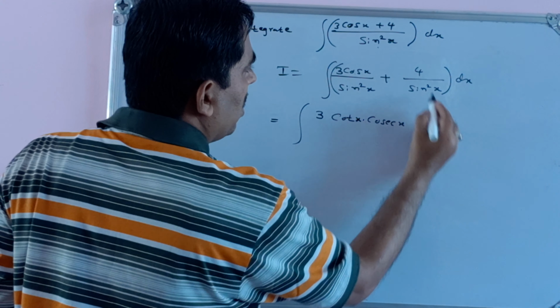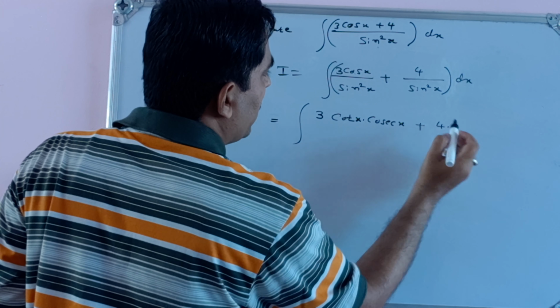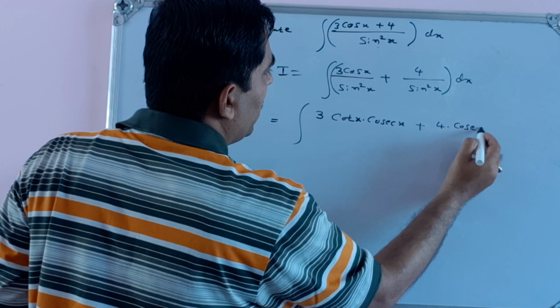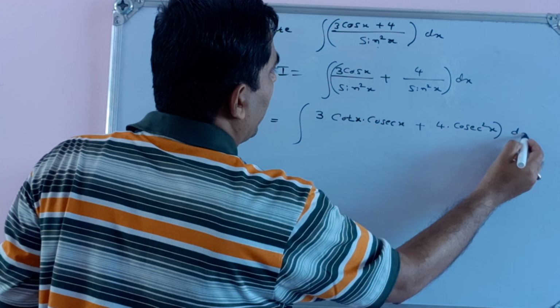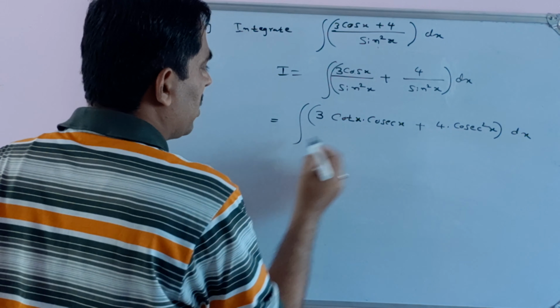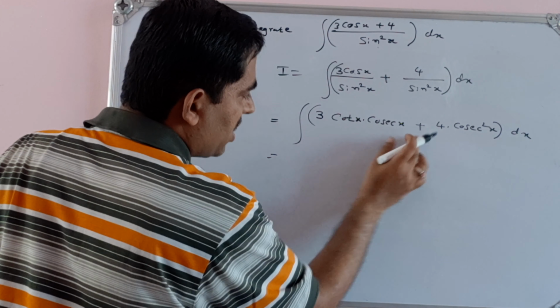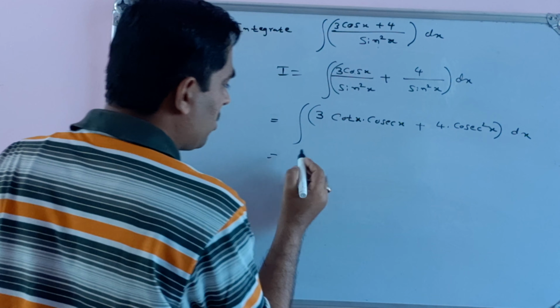This one is over. Plus 4; I will write 4 as it is. 1 by sin means what? The reciprocal of sin is cosecant. So I will write it as cosecant square x. 1 by sin square x is cosecant square x. Now we got two terms. The sum is there. Integrate this term and this term separately.